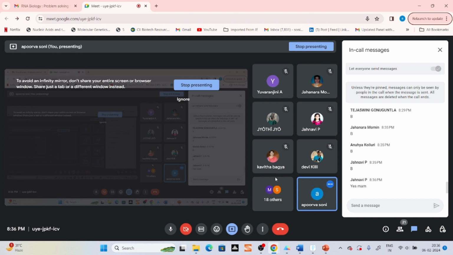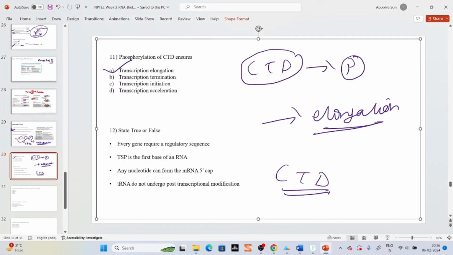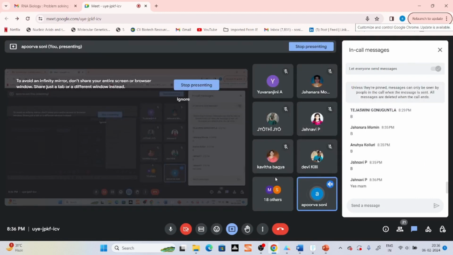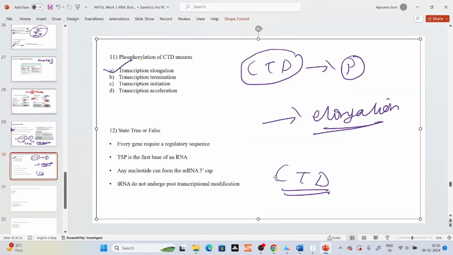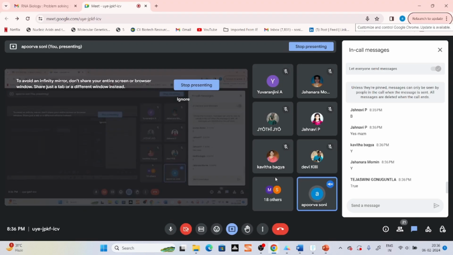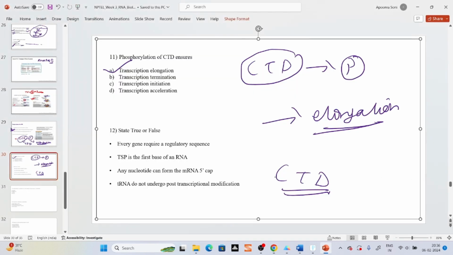Fine. Next, state true or false. Every gene requires a regulatory sequence. True or false? Yes, true. Kavita is saying yes. This question is, every gene requires a regulatory sequence. True. So every gene needs a regulatory sequence.